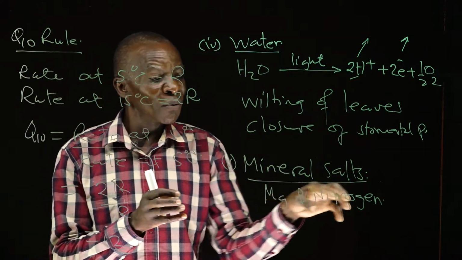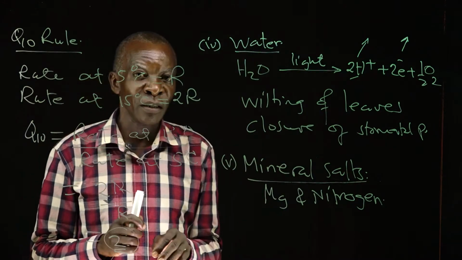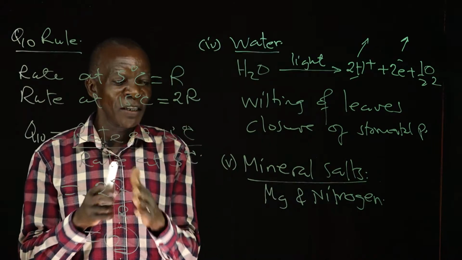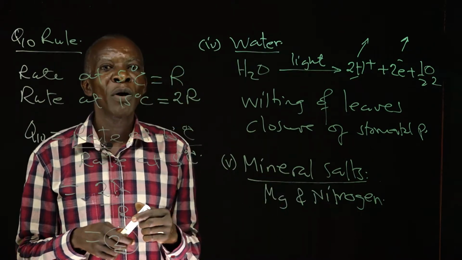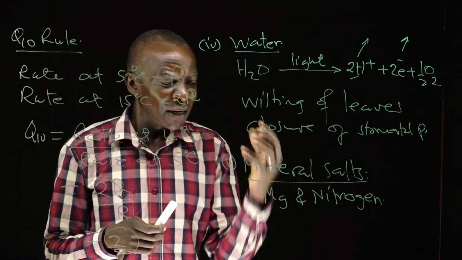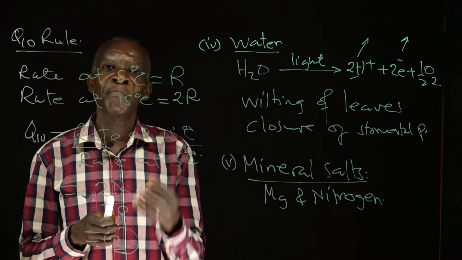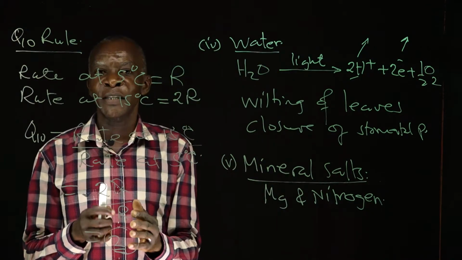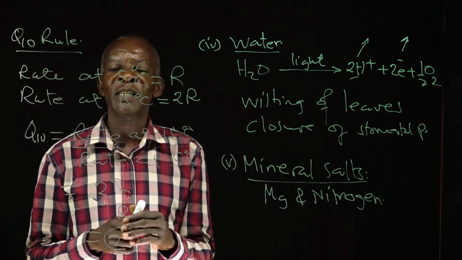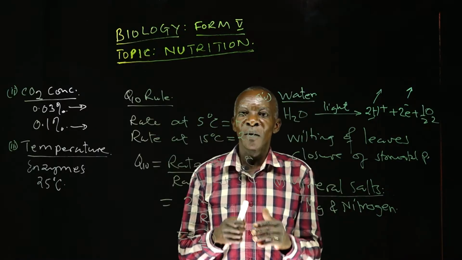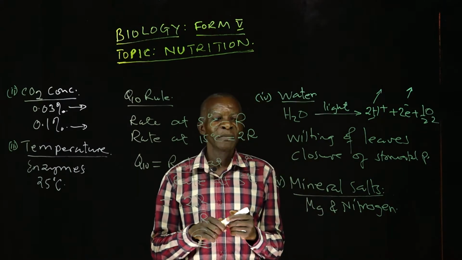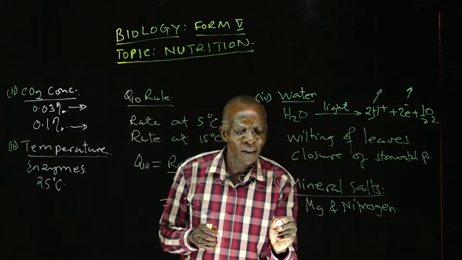And therefore, their absence will result into a plant being chlorotic. The leaves become yellowish or somewhat whitish due to lack of these two elements, due to lack of these two minerals. And absence or lack of chlorophyll means that the plant will fail to absorb sunlight. And when the plant fails to absorb sunlight, automatically no photosynthesis will take place. Those were the 5 factors, external factors, that determine the rate of photosynthesis.